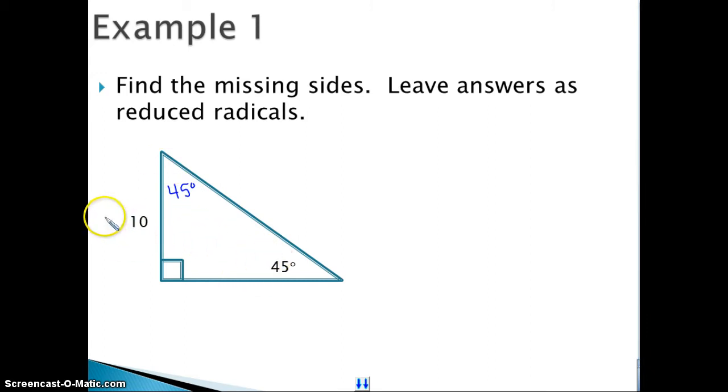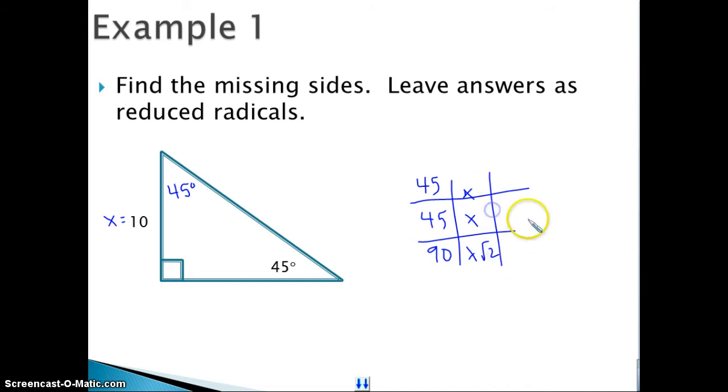Across from my 45 is my x. So I call that x equals 10. So if I set up my chart, like we did in the setup there, 45, 45, 90, x, x, x root 2, I know that the side across from 45 has got to be 10, so that one's also 10, and this would be 10 square root of 2. So my missing sides are 10 and 10 square root of 2.